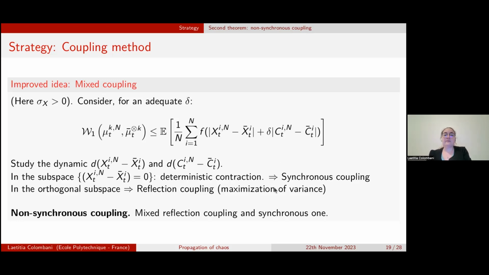In fact, what will happen is that when x is equal to bar x, the deterministic behavior is enough to obtain the uniform in time propagation of chaos. So it's sufficiently quick. So we don't need some noise here, and we can consider a synchronous coupling. In the orthogonal subspace, it's not enough. So we need some noise to maximize the variance and to help us to bring the particles together. Then we will have some non-synchronous coupling, because we will mix some reflection coupling and synchronous coupling depending on the space we have.